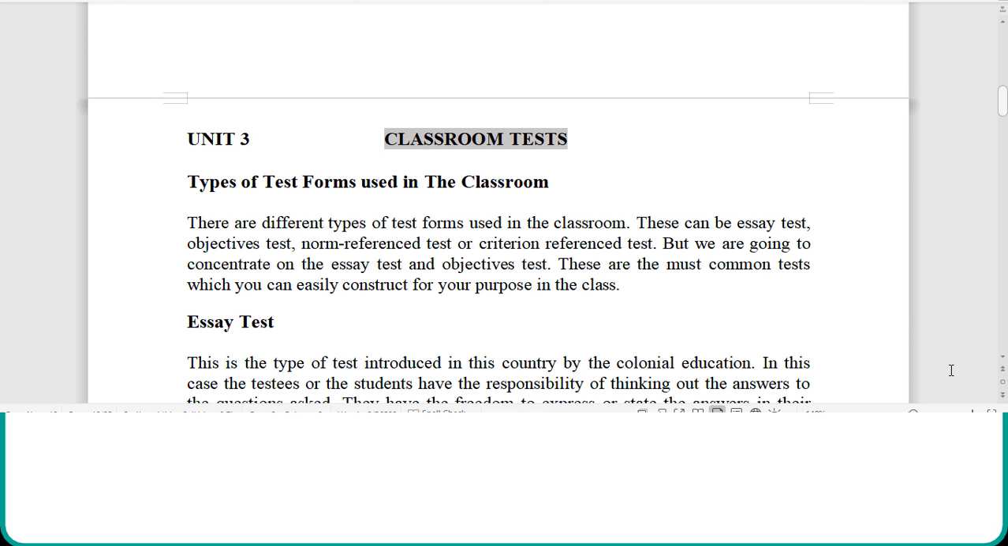The first topic is the types of test forms used in the classroom. There are different types of test forms which are used in the classroom. These can be essay type, objective test, norm-referenced test, or criterion-referenced test. But we will concentrate on the essay type test and objective test. These are the most common tests which you can easily construct for your purpose in the class.